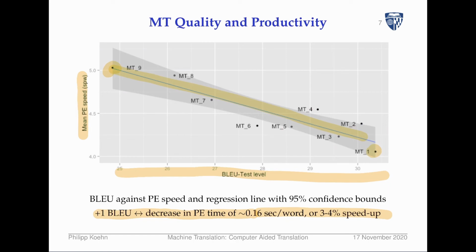Even if they are good enough for several purposes, here we show that if you make them even better, you would actually see even more productivity gains. So 3 to 4% might not look like a lot, but this is an industry where billions of dollars are spent every year. So 3 to 4% of that is quite a bit.